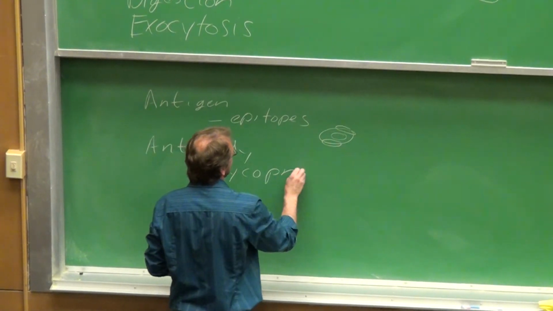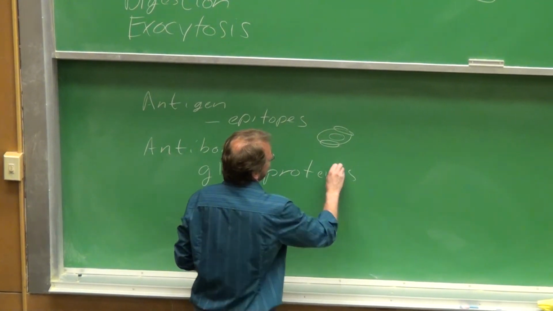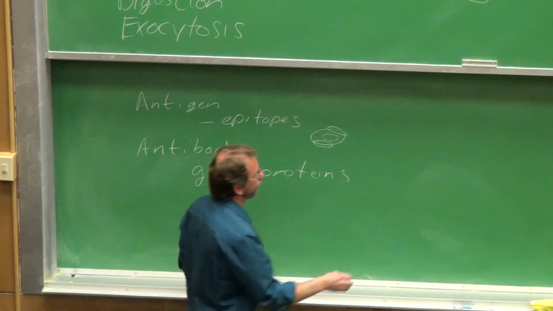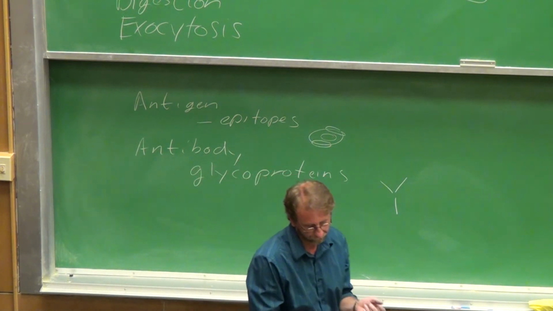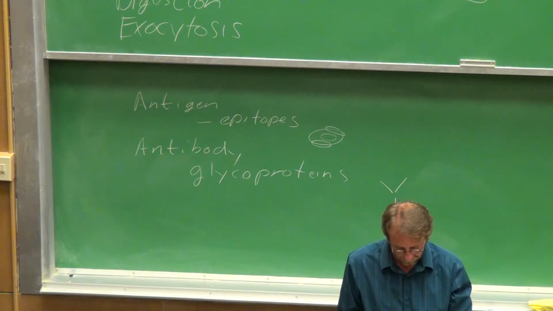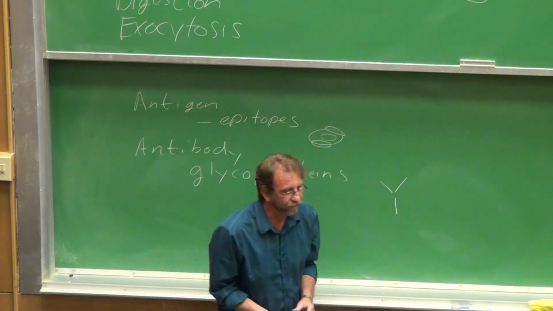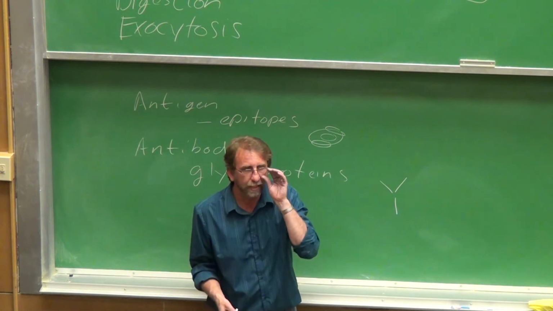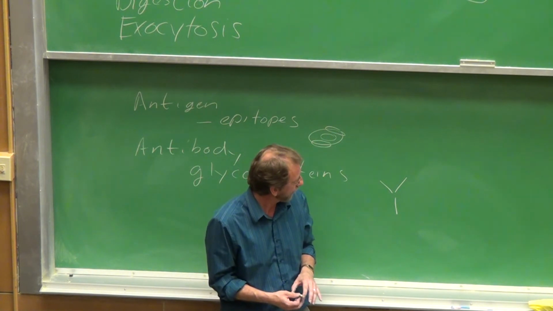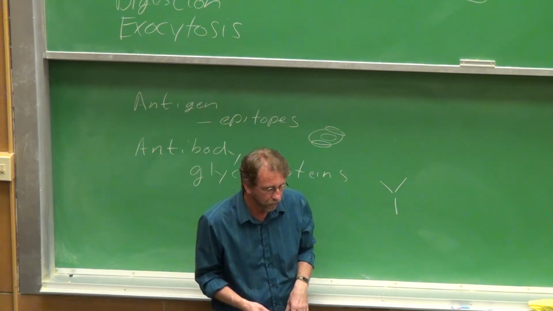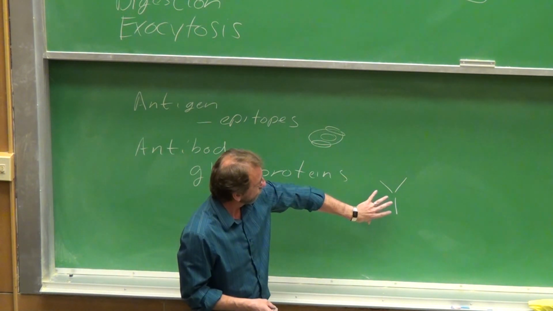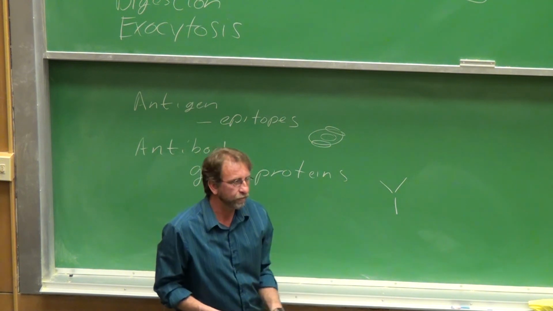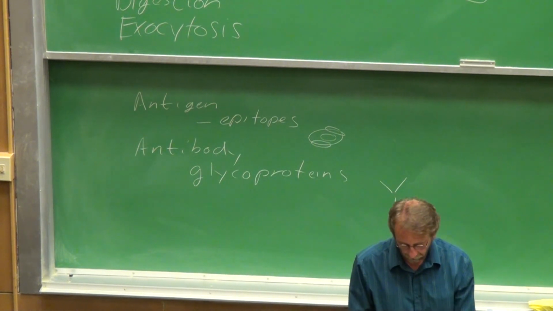Antibodies then, these things are glycoproteins, and we'll find them in a Y shape. There are 5 major classes of antibodies. I won't ask you to know the 5 classes. We may talk about a couple of them later on. The antibody is composed of 2 main active parts, if you will, functional parts.